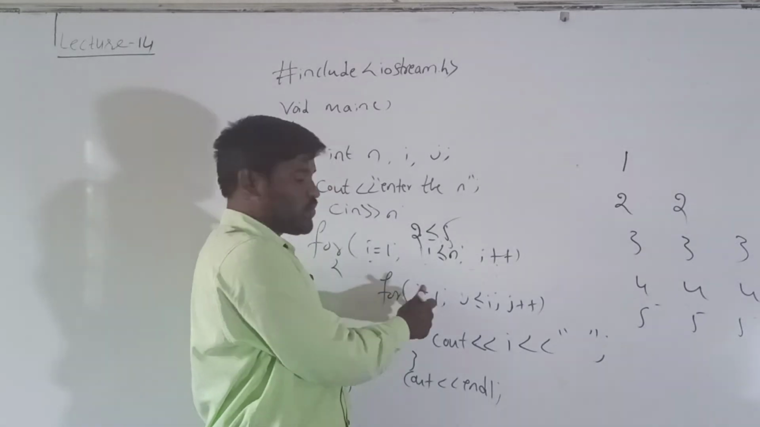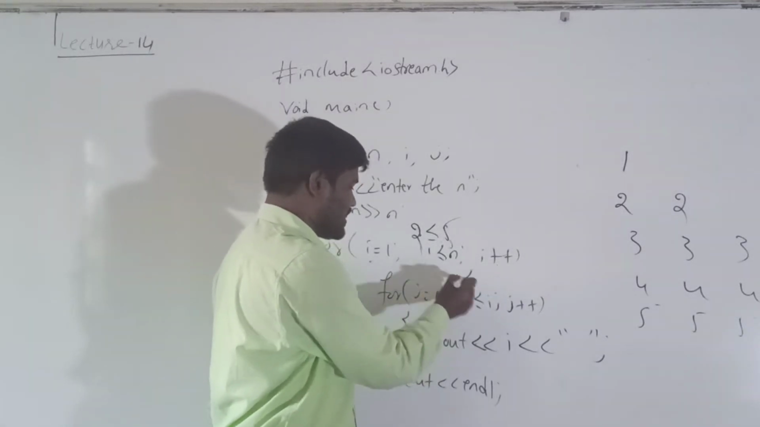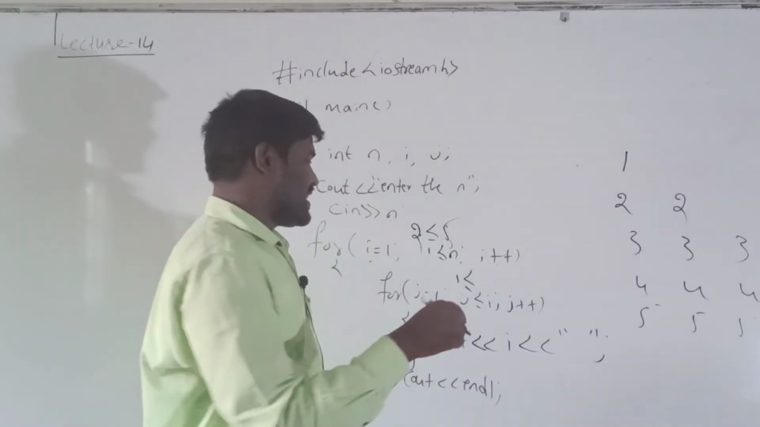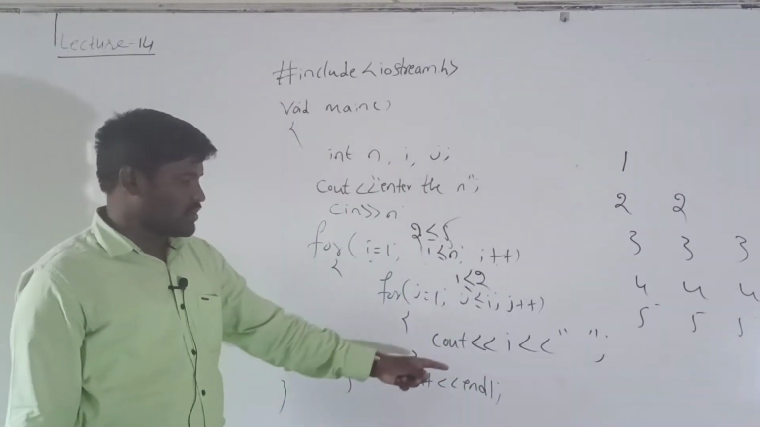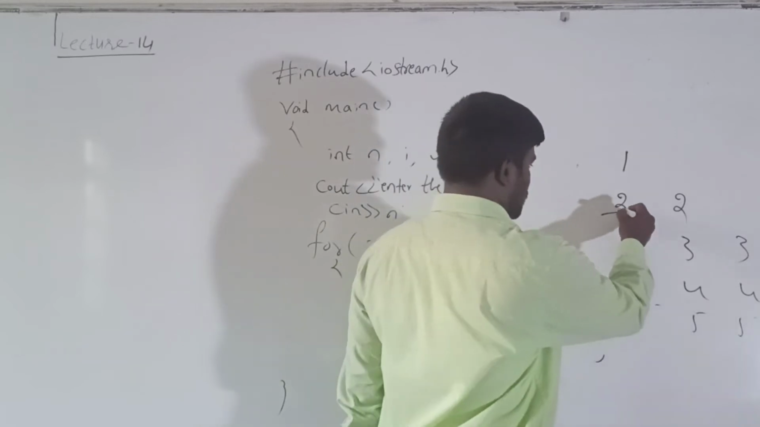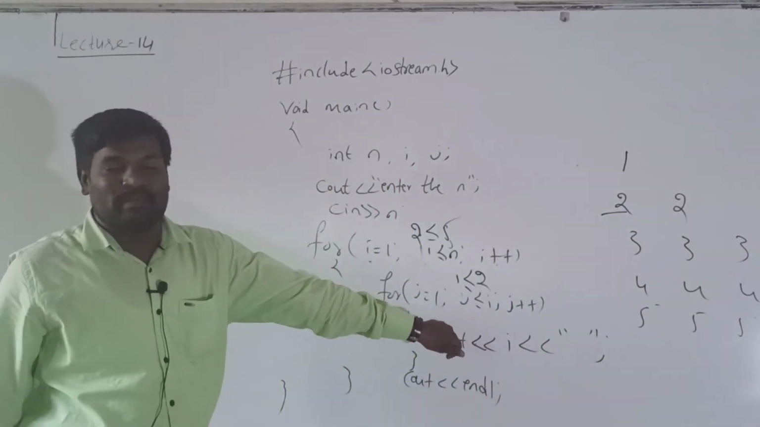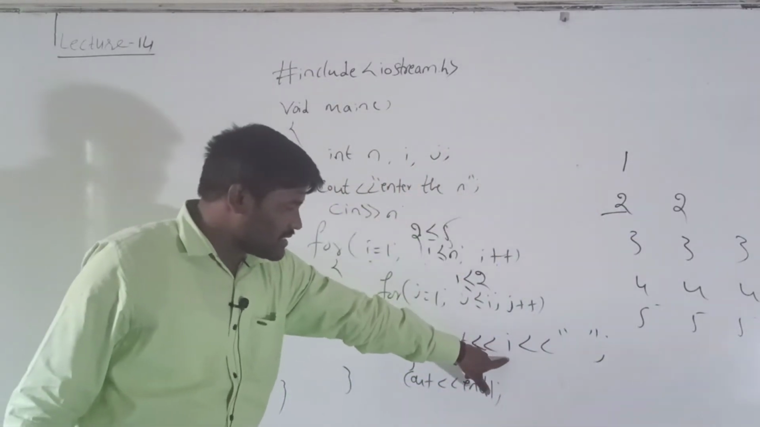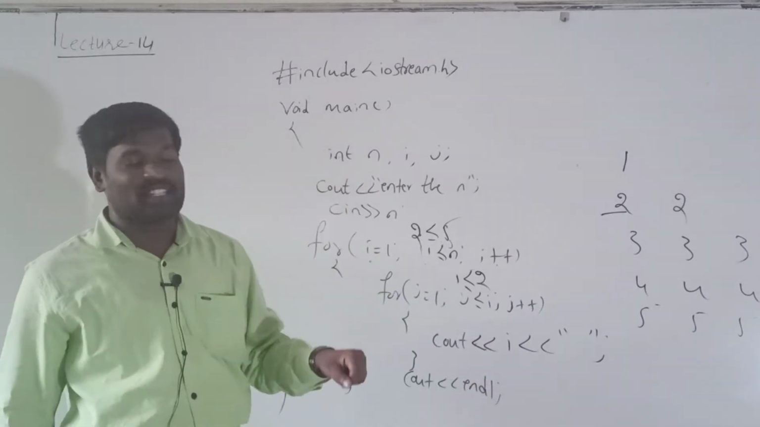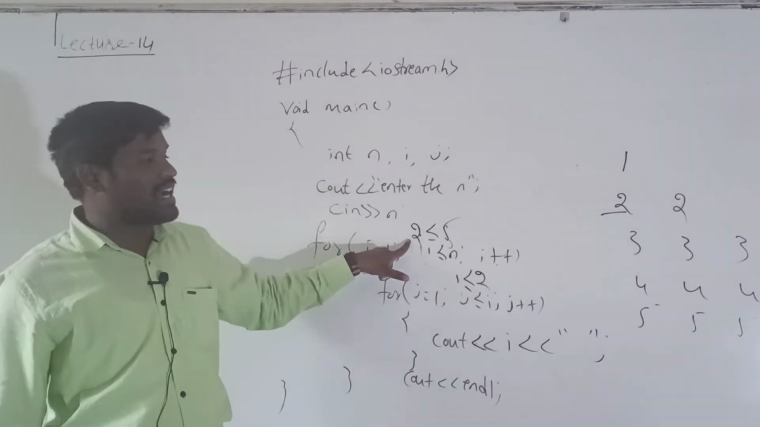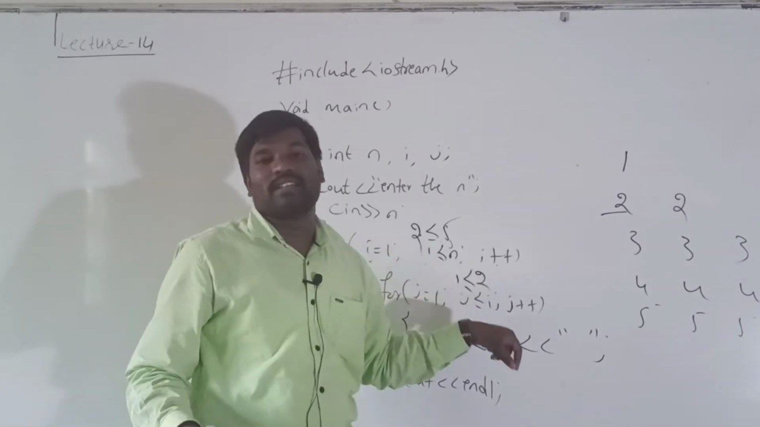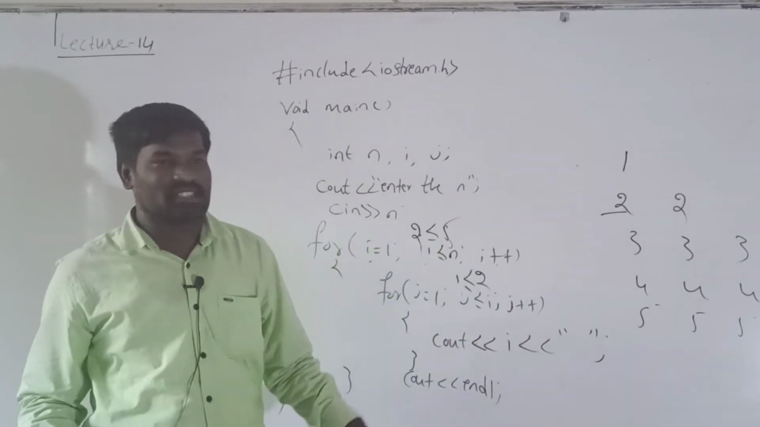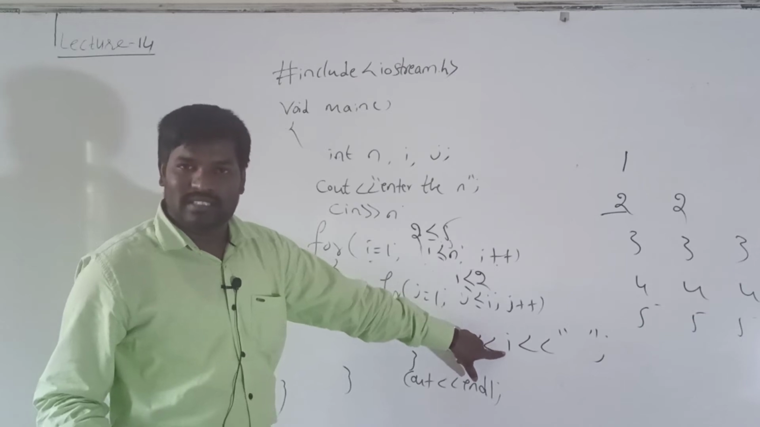Again it will start with 1, 1 is less than or equal to I, the present value of I is 2. 1 is less than or equal to 2, again the condition is true. Cout of I means it will print 2. If I print j it will print 1, but here I have to mention I, that's why the present value of I is 2. It will execute 2 times, but it will print the same value because I is there.